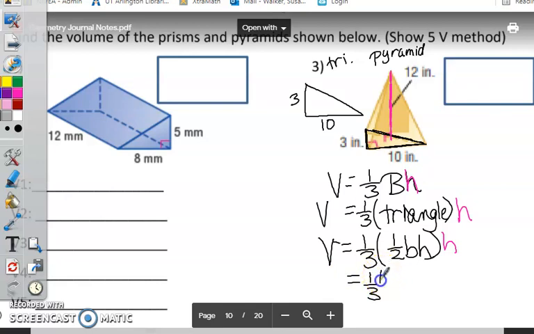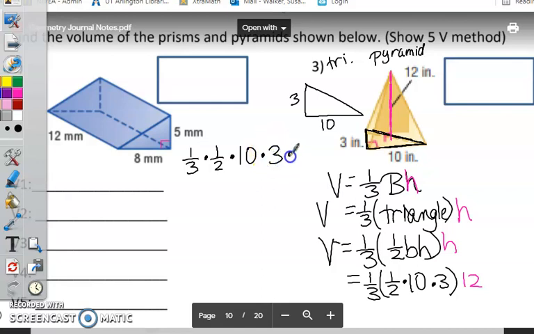1/3, half. This, remember, is all triangle. Everything here is triangle. I see 10 and 3. So 10 times 3, and the height of the pyramid is 12. Okay? So, I'm going to do 1/3. It's all multiply, so it doesn't matter. If this was a trapezoid, I would have to do it a tiny bit different. I would have to solve the inside of those parentheses first, because there would be a plus sign. Okay? So here's what I'm going to do.